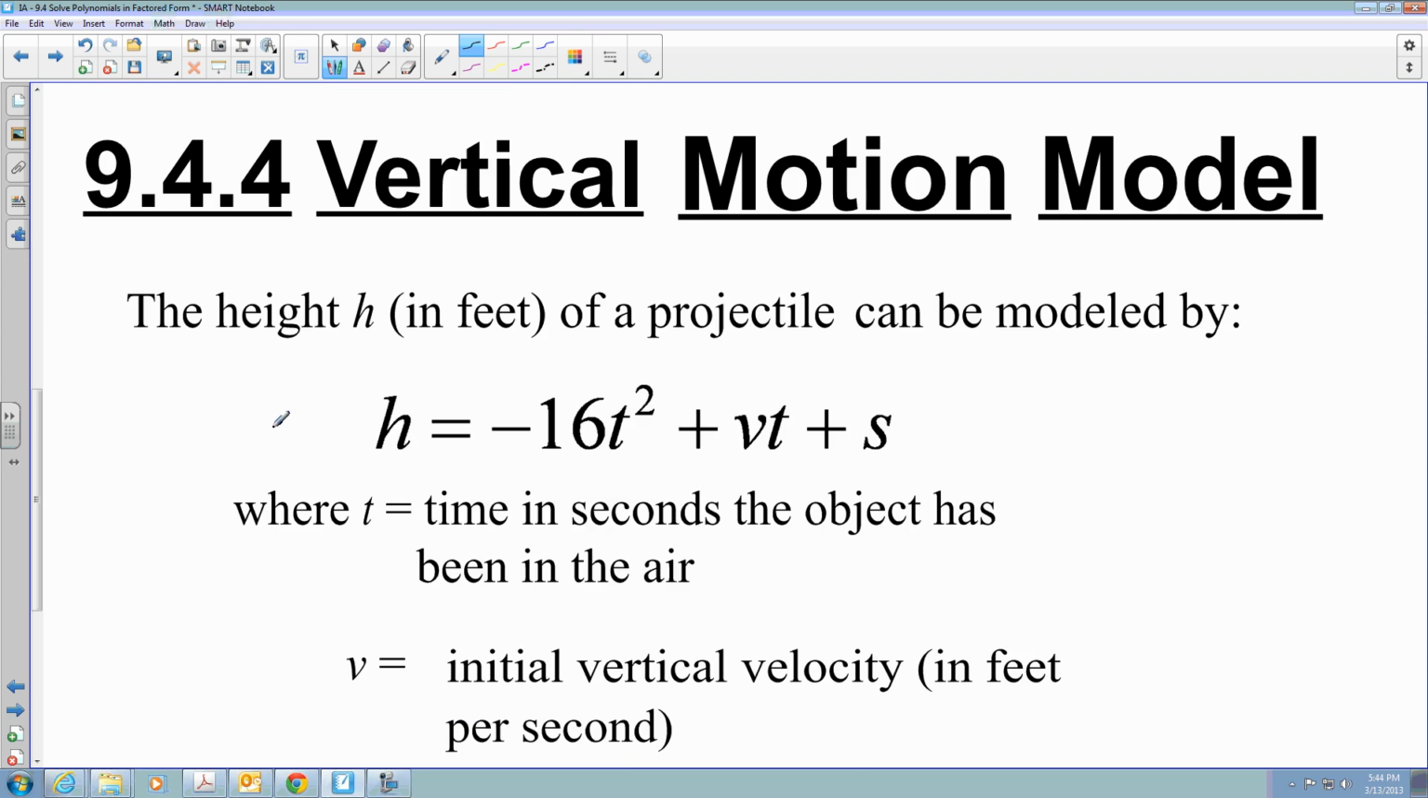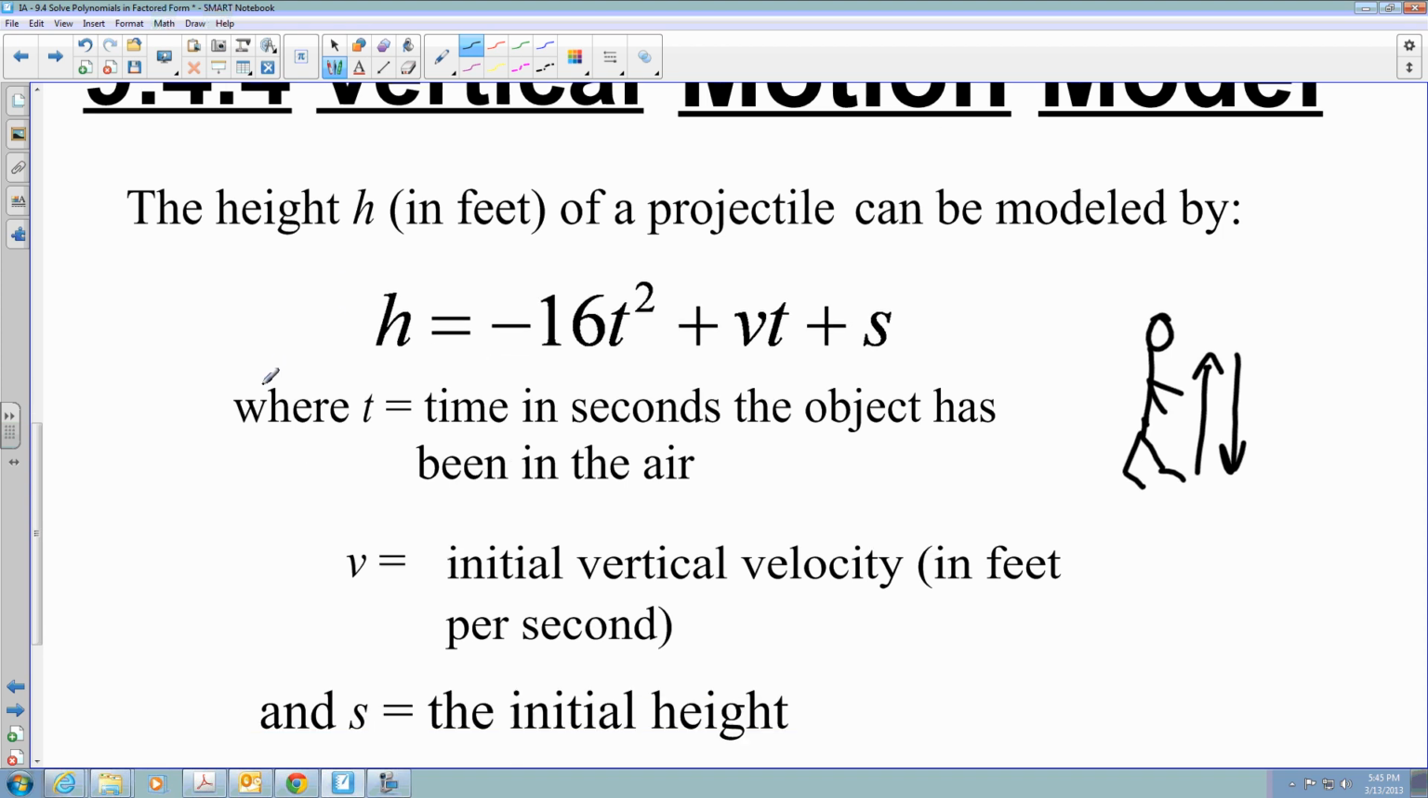Last thing is we're going to introduce what is called the vertical motion model formula. It would be like, say, I have a stick figure of a person, and he's going to jump. He's going to jump up this way, and he's going to come back down because gravity's going to bring him back down. And so we can determine how long he's in the air, or what his height is, by using this equation.